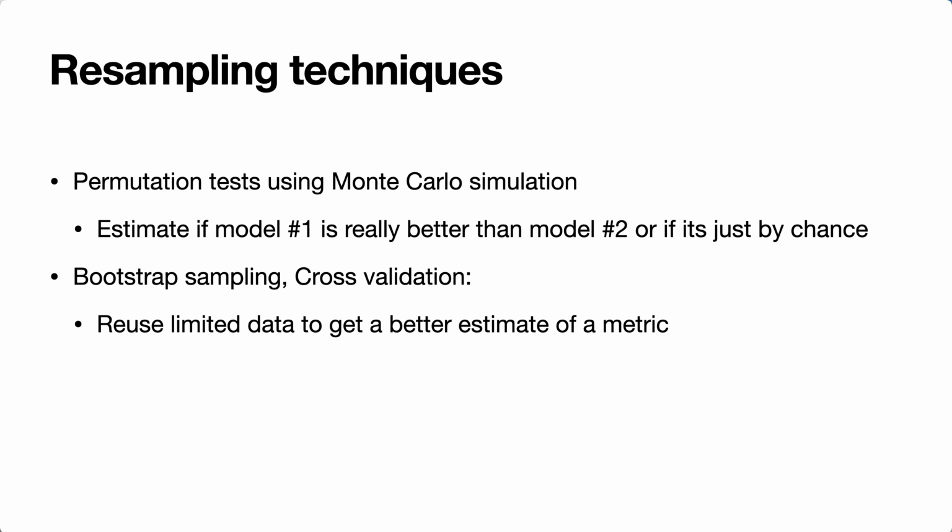If you have giant internet-sized amounts of data, you would never use bootstrap or cross-validation because it's computationally intensive. You've got enough data to not care and just get an estimate of test set performance by just using the test set. But when your data is limited, this helps you reuse that limited data to get a better estimate.